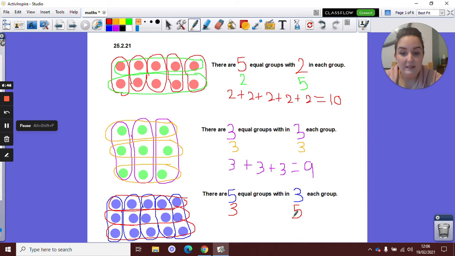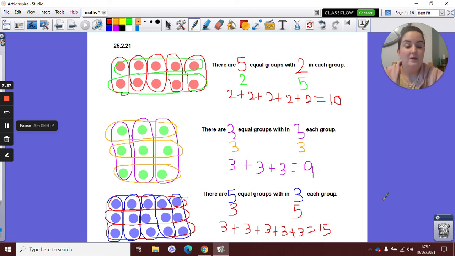So what is my repeated addition going to be? 3, add 3, add 3, add 3, add 3, add 3. Oh my goodness, they're going a bit wonky. 3, add 3, add 3, add 3. 1, 2, 3, 4, 5, 6, 7, 8, 9, 10, 11, 12, 13, 14, 15. So 15 is our answer.